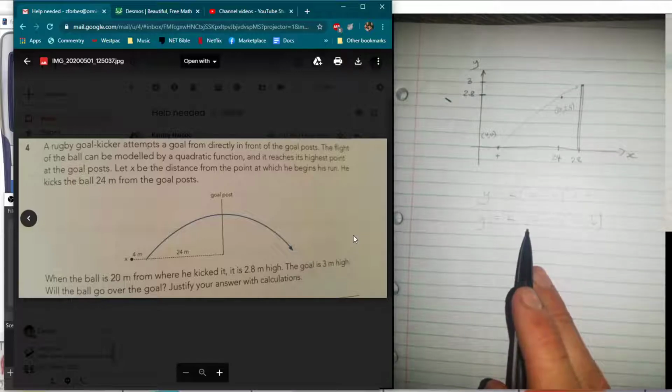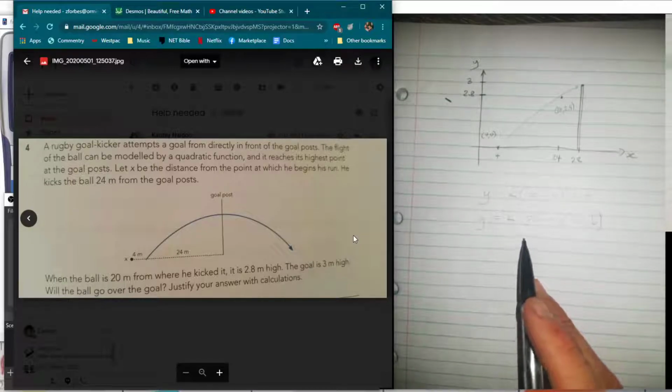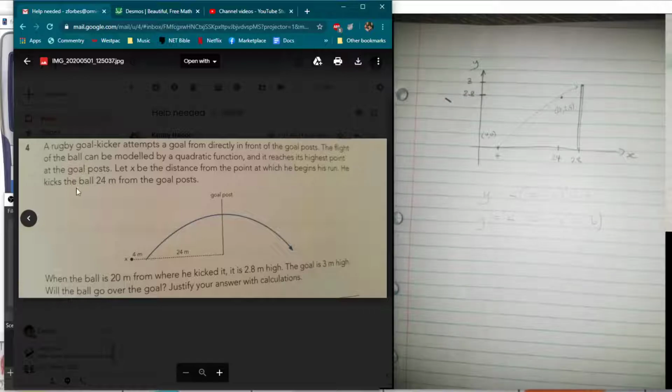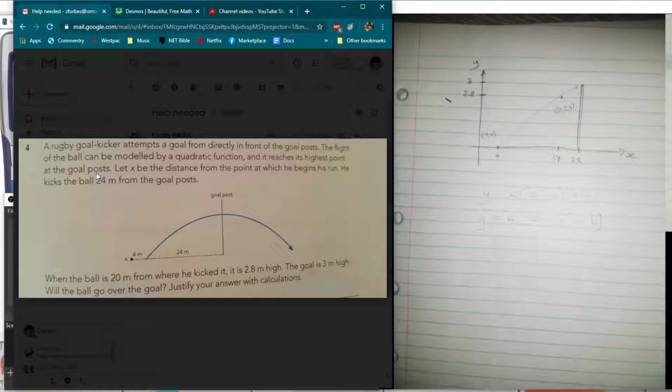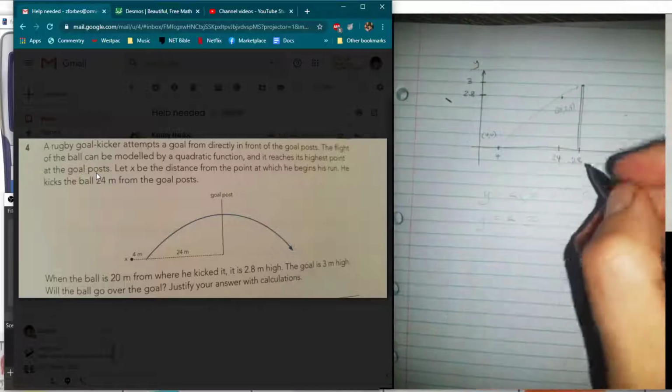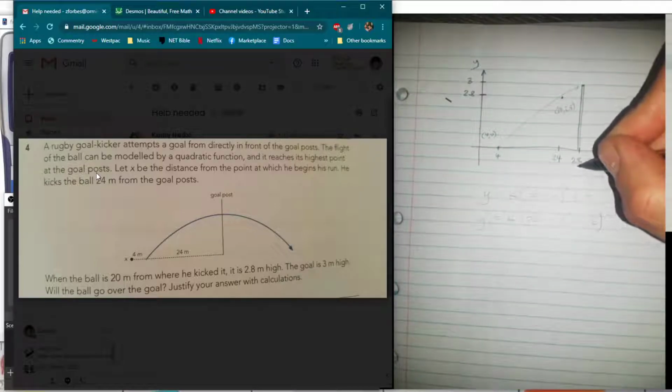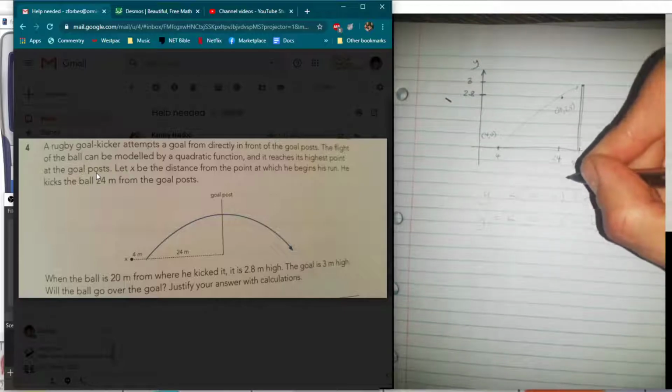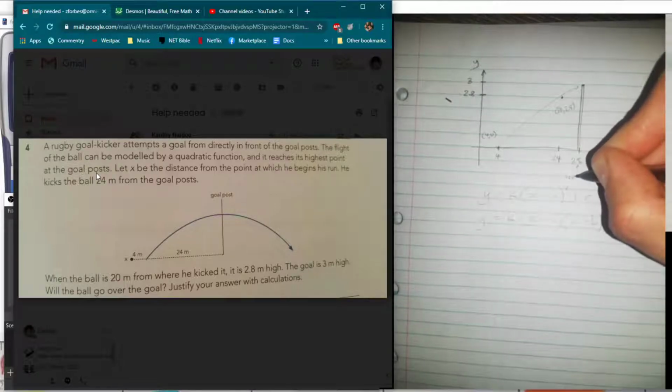Can we make the assumption that the goal point reaches its highest point at the goalpost? That is pretty good information. So that means that the vertex is here. So we're going to use that. I think we need that information.